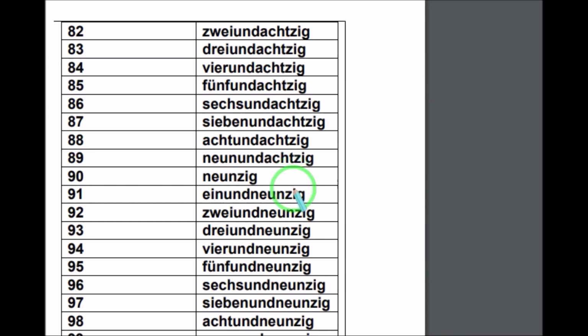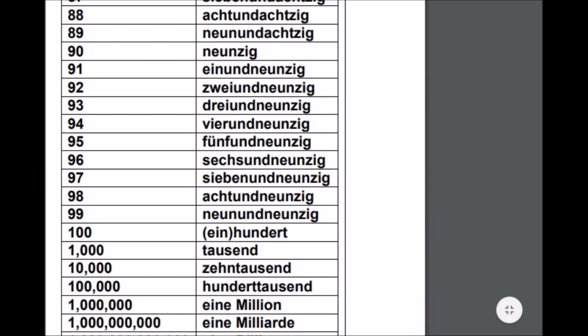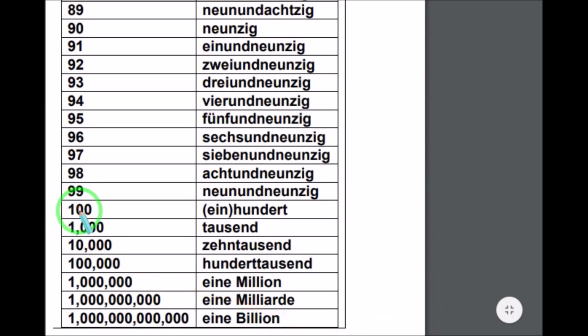It's 91, 92, 93, 94, 95, 96, 97, 98, 99. For 100, we either say it as einhundert or only hundert. If you say only hundert, it is understood that it is 100, but you can also write it as einhundert.